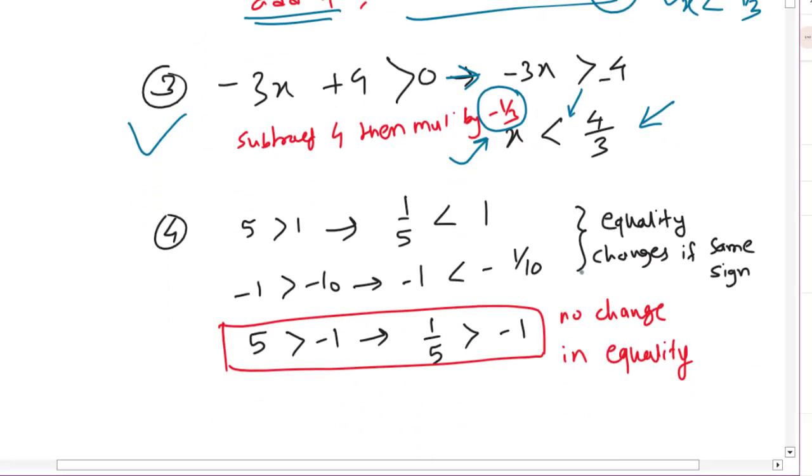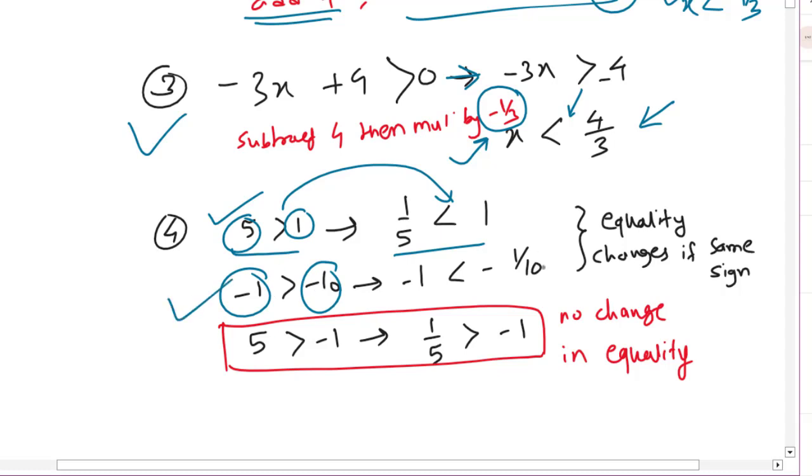And finally we have got this one, 5 is greater than 1, which implies 1 upon 5 is less than 1. So the inequality has changed because both these numbers have the same sign. Again in this example, both the numbers have the same sign, so we can say their reciprocals will have a different inequality. Here minus 1 was greater than minus 10, here minus 1 will be less than minus 1 upon 10.